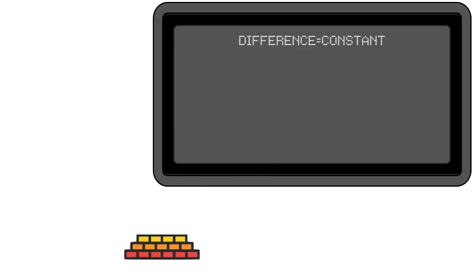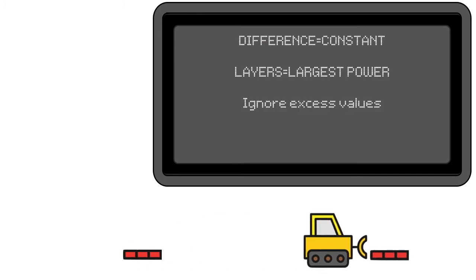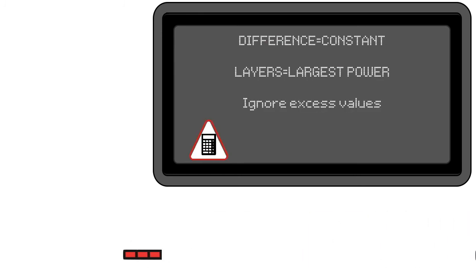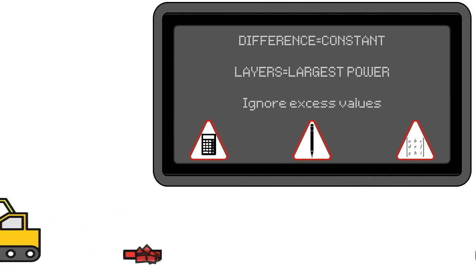To summarize, all arithmetic sequences can be solved by finding the difference in their digits. There will be an eventual layer where the difference is constant. The number of layers at that point equals the largest power of the general term. Remove the excess values so that they don't clutter your life. Then, depending on your country's curriculum standards, use either the scientific calculator, pen and pencil, or matrices to solve for simultaneous equations. Hopefully, this hack will make you realize that cracking the code isn't so difficult after all.